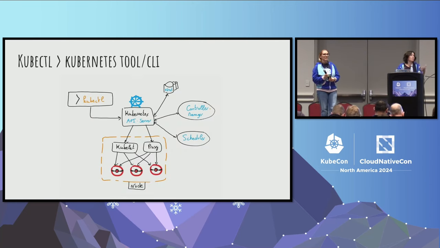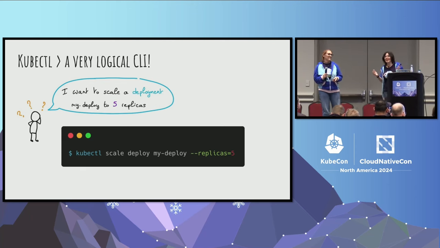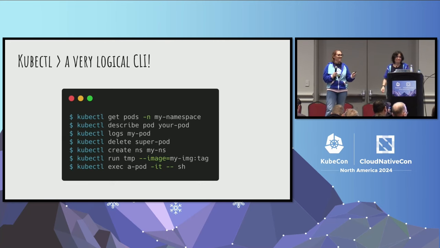Kubectl is a command line tool that will allow you to interact with the API server of a Kubernetes cluster. It's a very logical tool. You just have to think or to say out loud what you want, and you will find out that you will type the command instantly. For example, if you want to list the pods, you just have to type kubectl get pods -n namespace. Or if you want to scale a deployment to 5 replicas, we will type kubectl scale deploy my-deploy --replicas 5. Get, delete, describe, logs. The kubectl command is very practical.